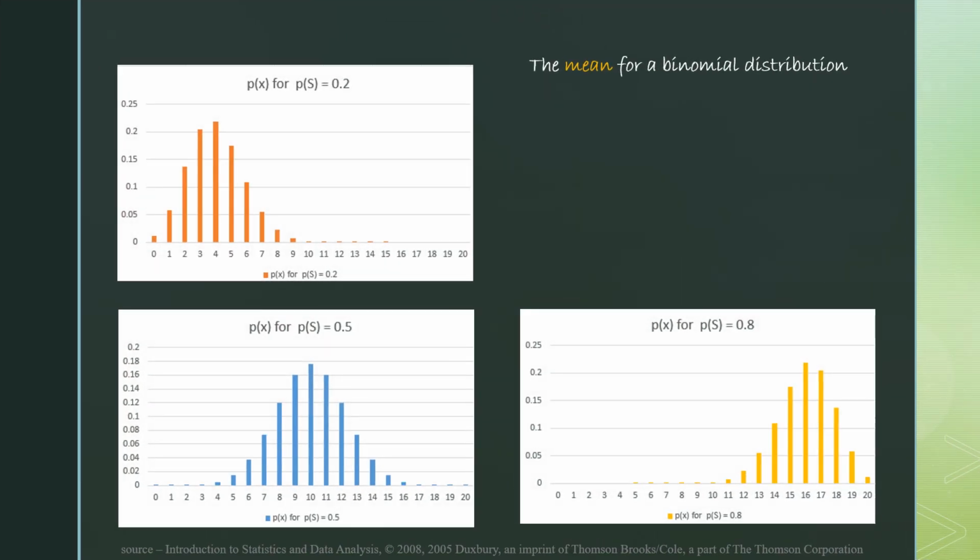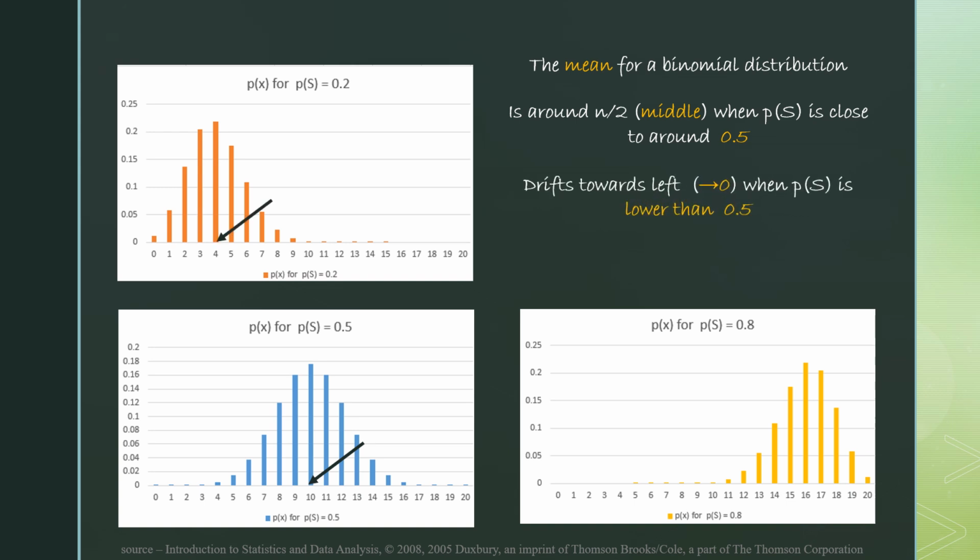The mean for a binomial distribution is around n by 2, that is in the middle, when probability of success is close to around 0.5. It drifts towards left, that is it tends towards 0, when probability of success is lower than 0.5, and it drifts towards the right, that is it tends towards n, when probability of success is higher than 0.5.